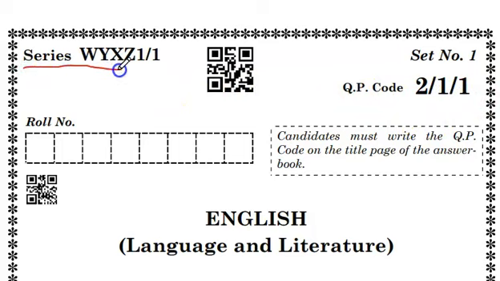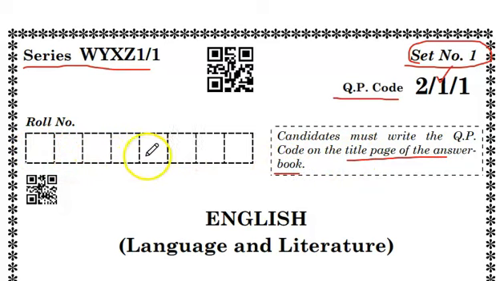This is the serial number of the question paper. This is set number 1, 2023. This middle digit is actually the set number, and this is the QP code, that is called question paper code. Here it is written that candidates must write the QP code on the title page of the answer book. In these boxes you have to write the roll number that has been issued to you by CBSE.